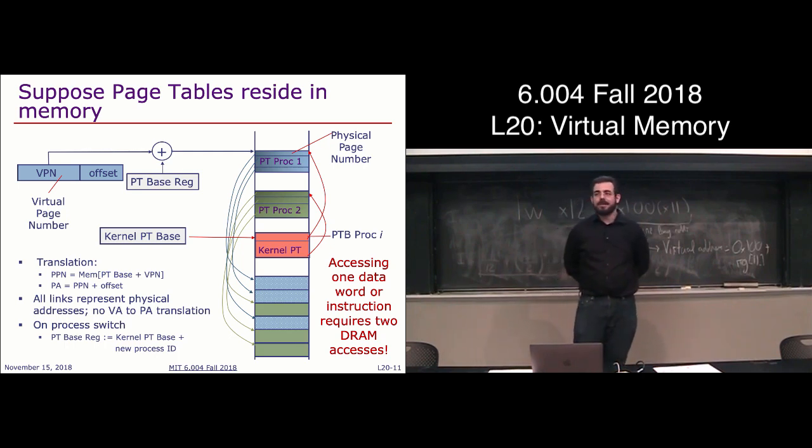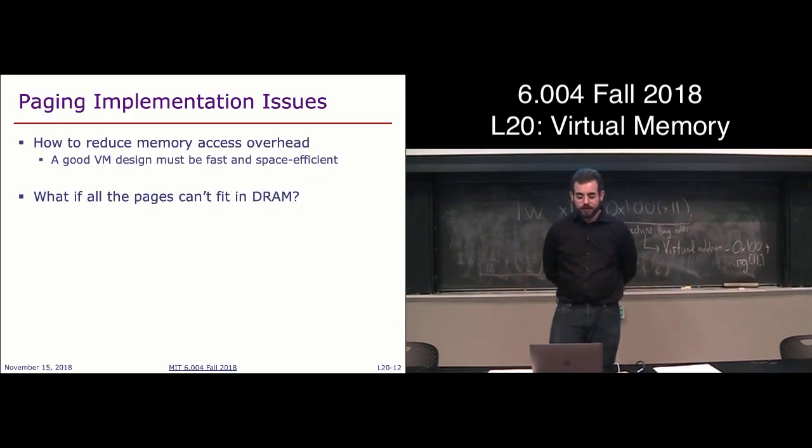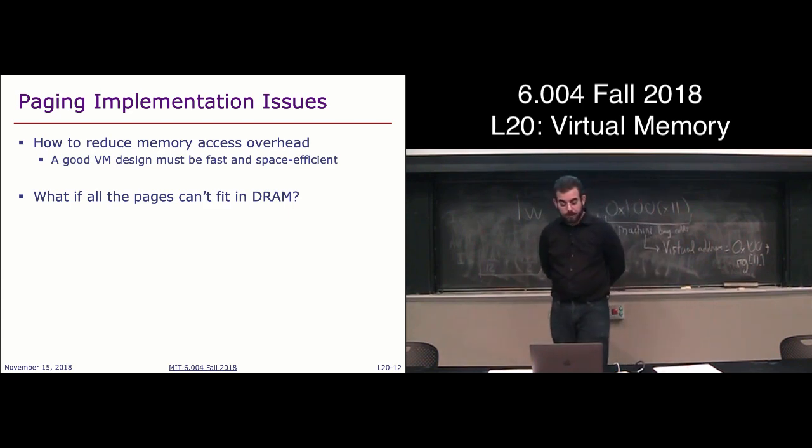So the key issue here is that accessing one piece of data, each memory reference is now taking two accesses to main memory. And so in the rest of the lecture, we're essentially going to address these efficiency issues and look at how demand paging works. So these two main issues. The first one is, how do we reduce this overhead of memory accesses?